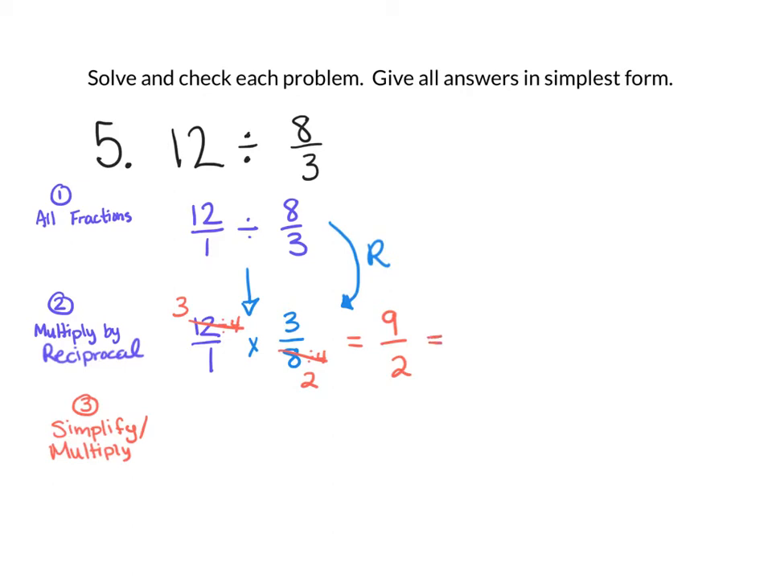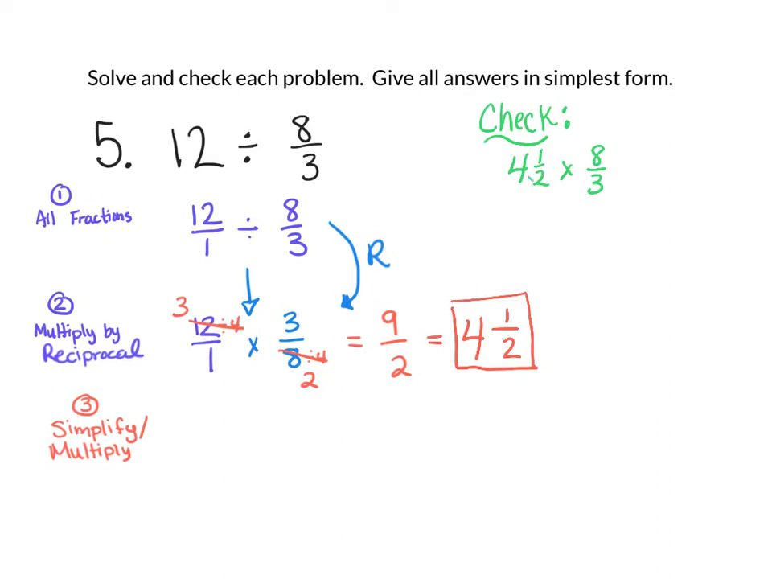So how many times can 2 go into 9? That is 4 times, because 4 times 2 is 8. So that means I have 1 left over. So I have 4 and 1/2, or 4.5, as my final answer. So now I'm going to check it by doing 4.5 times 8/3, and that should give me 12.